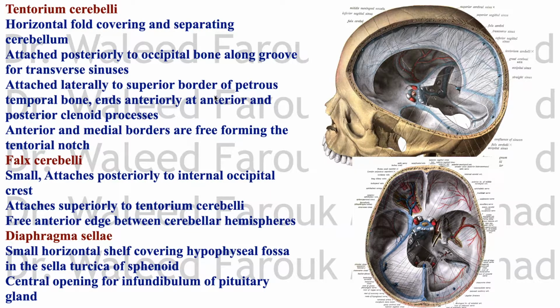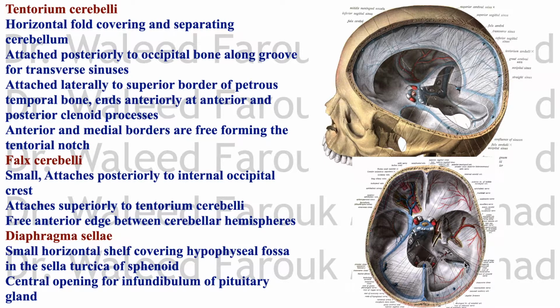The tentorium cerebelli is a horizontal fold. This one, see? A horizontal fold that covers the cerebellum, and it's attached posteriorly to the occipital bone along a groove for the transverse sinus. This is the transverse sinus, the one you see here. It's attached laterally to the superior border of the petrous temporal bone. This is the petrous temporal bone.